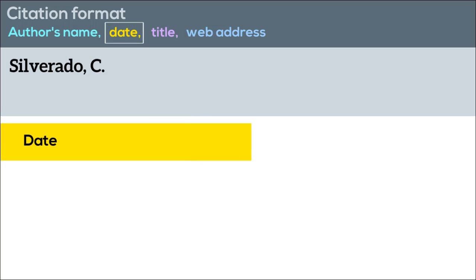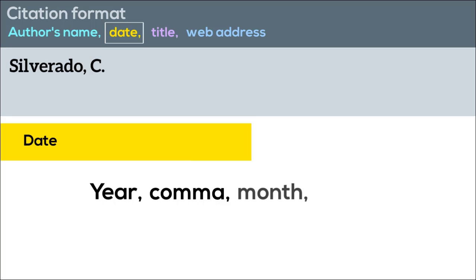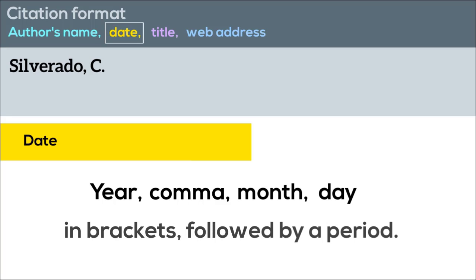Next, add the date of publication. Write the year, comma, space, the month, and the day, all in brackets, followed by a period. For example, bracket 2016, comma, March, space, 15, bracket, period.